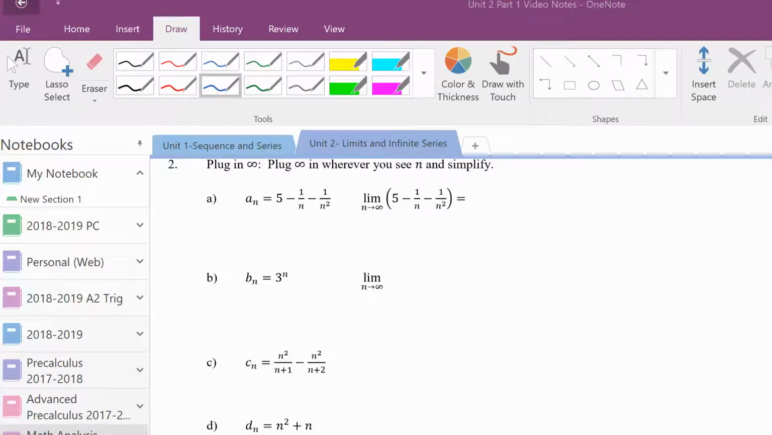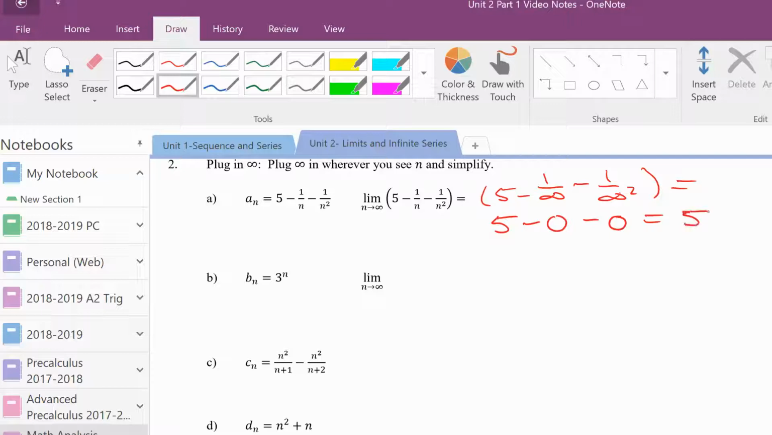The second way that we can find the limit is by plugging in infinity wherever you see an n. So the limit as n approaches infinity of this function here. What I'm going to do is put infinities in for the n's. The limit for 5 is 5, but 1 over infinity, well, as this number gets bigger and bigger and bigger, the fraction gets smaller, so it's basically 0. So 5 minus 0 is still 5.